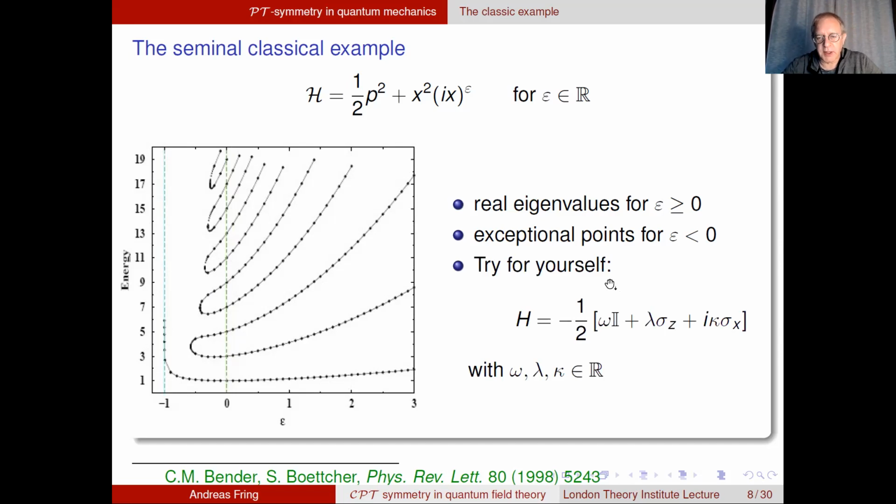And I suggest, and this is part of the exercises, just to try out for yourself how this works for the simple two-dimensional Hamiltonian, where the parameters here are real and the sigmas are just standard Pauli matrices. Yeah, so we talk a little bit more about this in the tutorial.